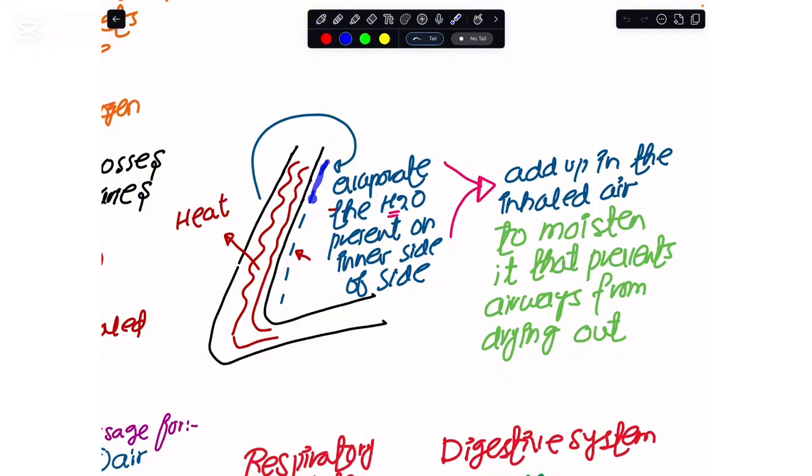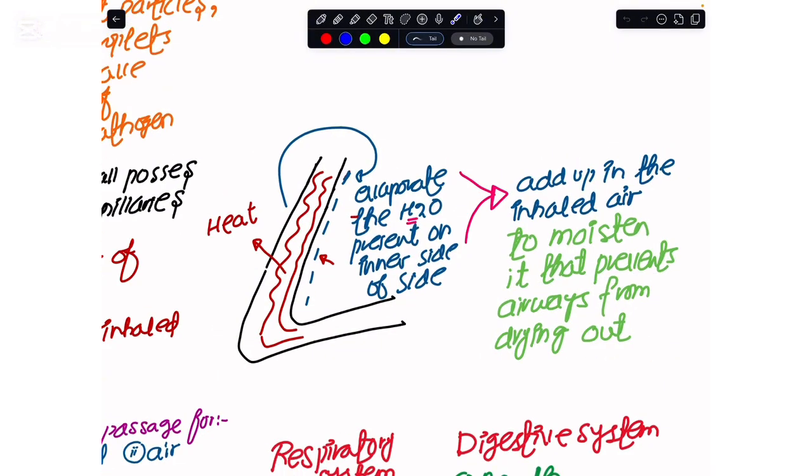So you see here the inside of the nose has a thin layer of water. This water would evaporate a little, and when the water on the inside of the nose evaporates, it is added to the inhaled air. As a result, the air that we are inhaling becomes moistened, and while it is becoming moistened, our airways are prevented from drying out.